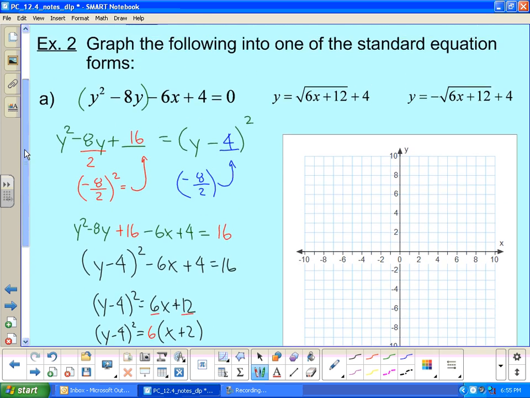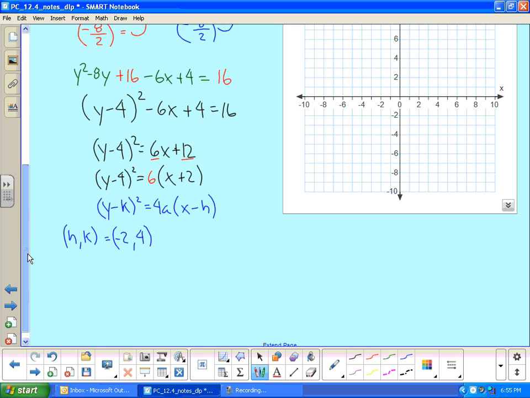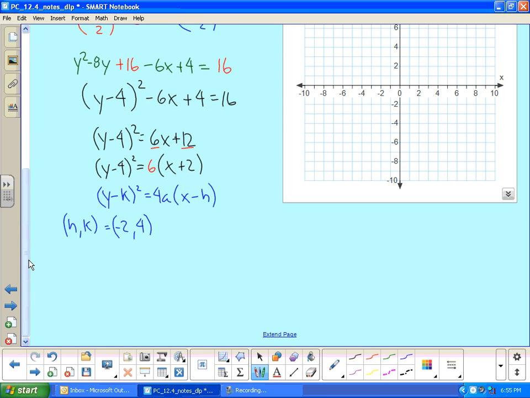All right, forgot what we're supposed to be doing. Oh yeah, we're graphing. Graph into one of our standard forms. Okay, well, we're there. We have our standard form. And from here, I am able to generate my graph. If we wanted to find our a value, we could do that. Our 4a is equal to 6, which means a is equal to 3 halves after I divide by 4 and reduce it.